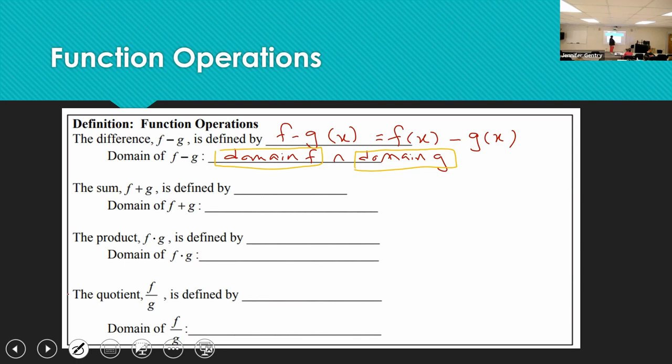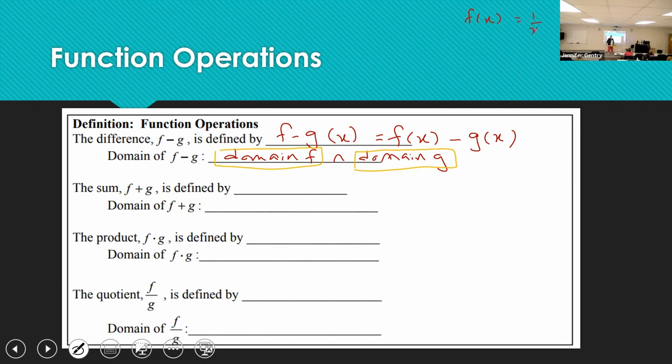No? Okay, that's fair. My F of X is going to be equal to 1 over X. What's my domain on that? X can't be what? 0. Right? If I have G of X, what's my domain of that? It can be anything but 0. Anything, this is all real numbers.